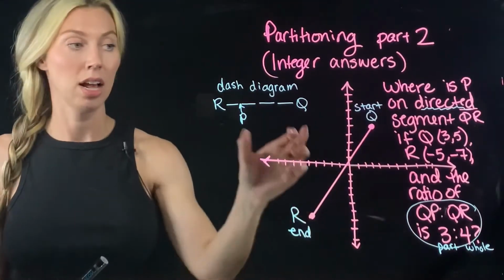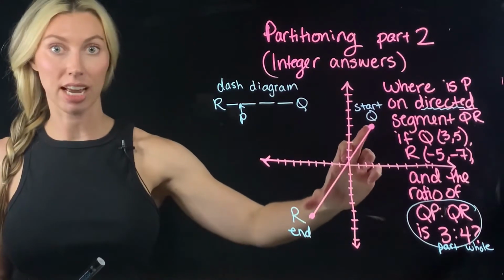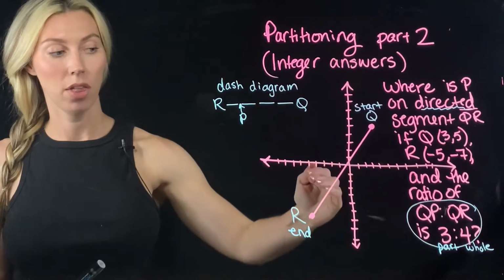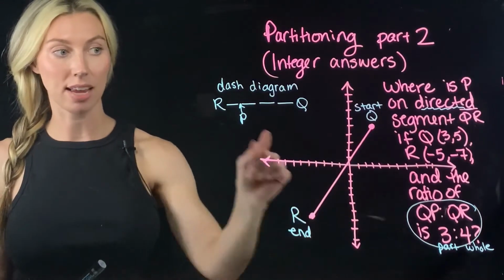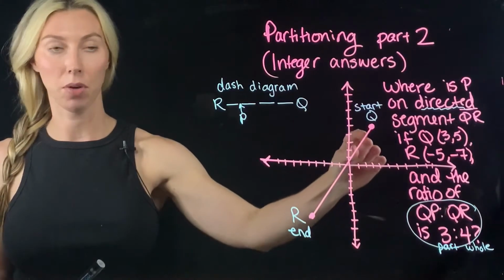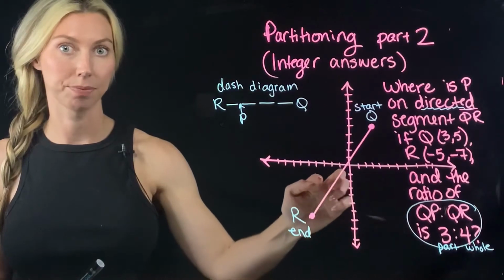I could actually almost enlarge this, scale it up, and place it here diagonally, and kind of see that I'm going to cross over 1, 2, 3 sections and place P 1 of those sections from R and 3 of those sections from Q. So I know that my final answer really should end up somewhere around here.